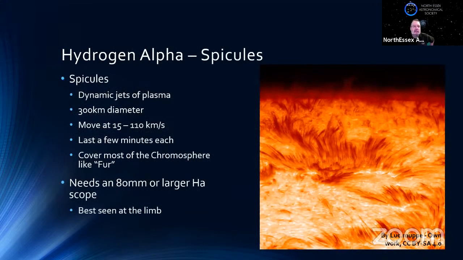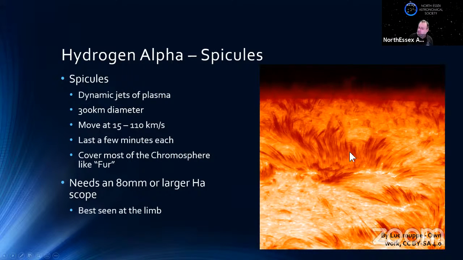Just whatever you've got will typically work. So what do we see in hydrogen alpha? Well, if you've got a big scope, bigger than 80 millimeters, but bigger than the one I've got, the first thing you'll see is these things called spicules. They are jets of plasma, about 300 kilometers in diameter, moving at about 110 kilometers a second. And they typically last a few minutes each.